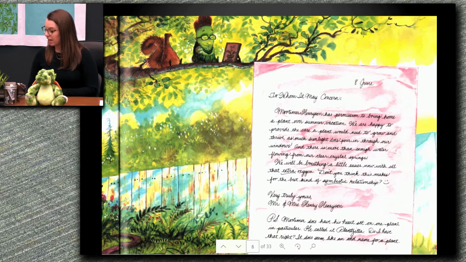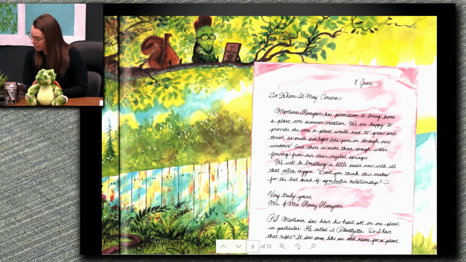Okay, now this letter is from Mr. and Mrs. Henryson. So this is Mortimer's parents. They are writing, it says, to whom it may concern. So it sounds like they don't exactly know the name of the person, or it's just a very formal letter.